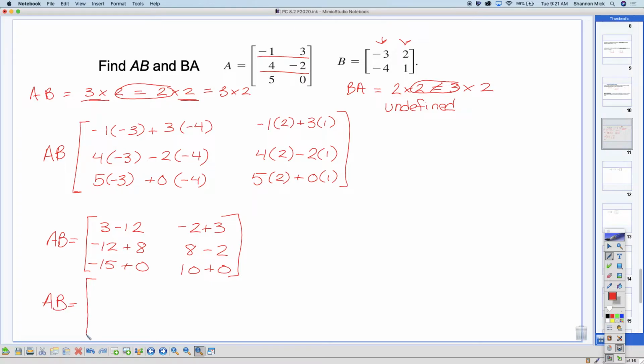AB equals negative 9, negative 4, 1. You going down or across? I was going down. Okay, but it doesn't matter. So 1, negative 4, 6, 6, negative 15.